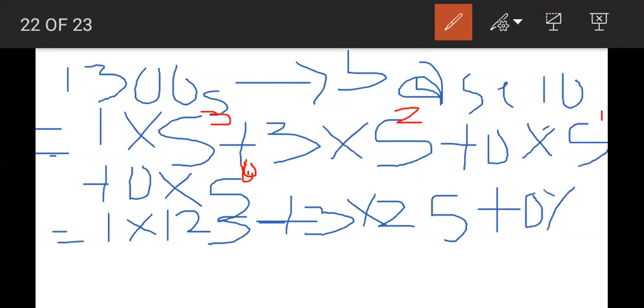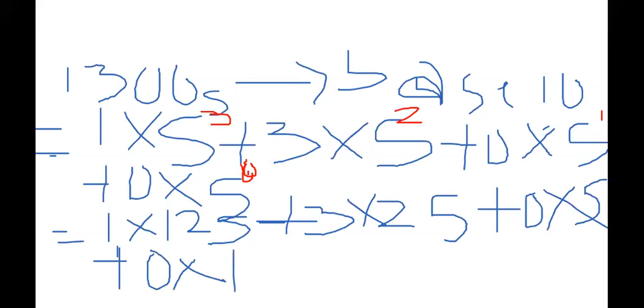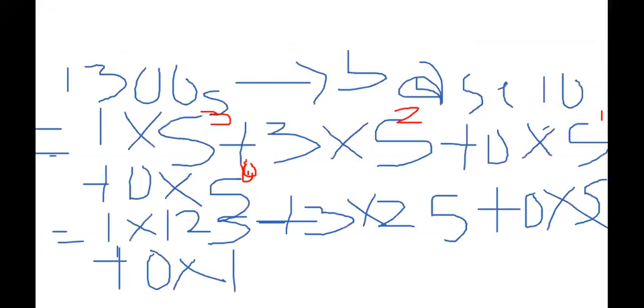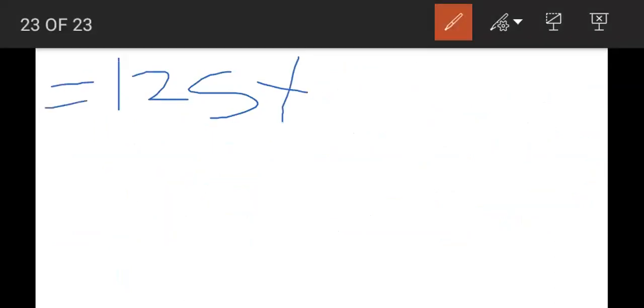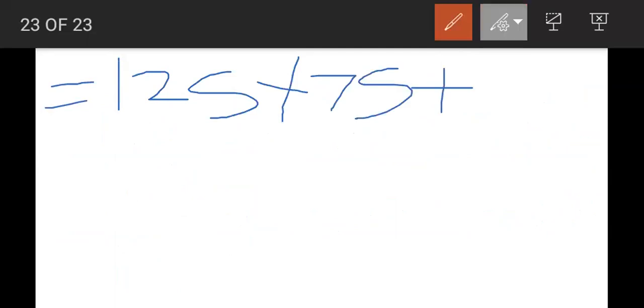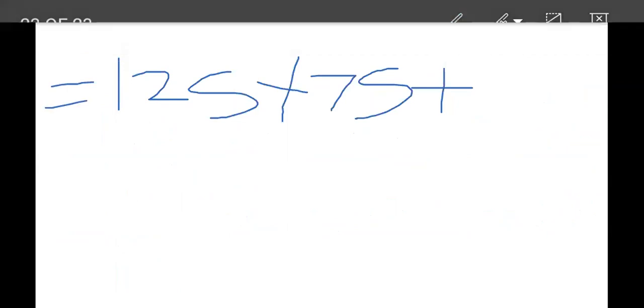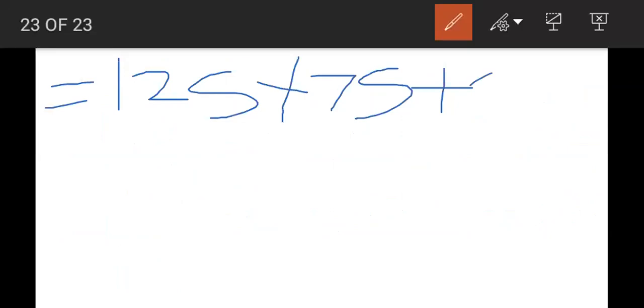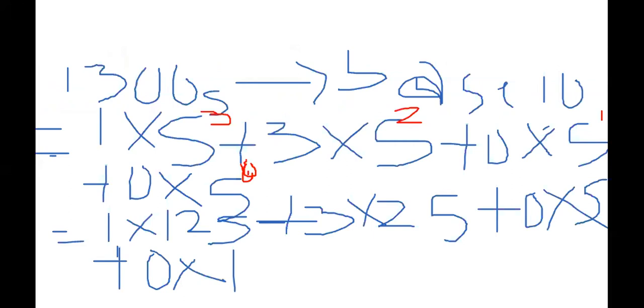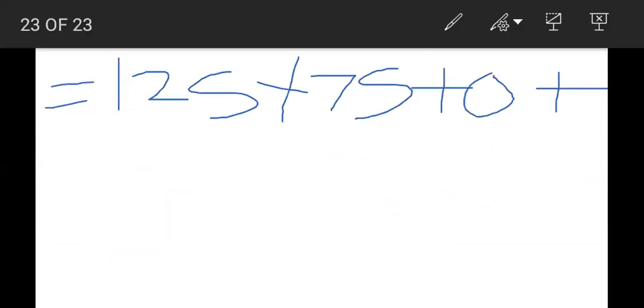Let me just help you to write it. Plus 0 times 5 raised to the power 0 gives us 1. Is that not it now? Therefore, we'll now be having 1 times 125 gives us 125, plus 3 times 25 gives us 75, plus 0 times 5 gives us 0, plus 0 times 1 gives us 0.